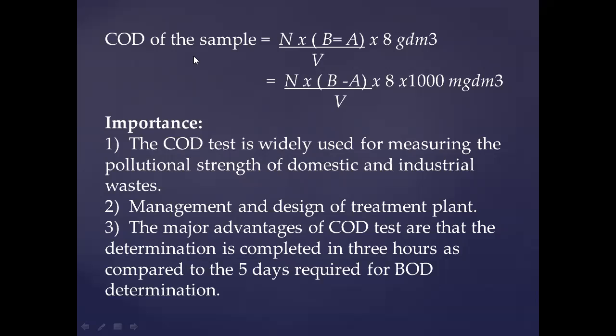So this is the equation which we are supposed to keep in our memory, that is COD of a sample is equal to N into B minus A divided by V into 8 into 1000.